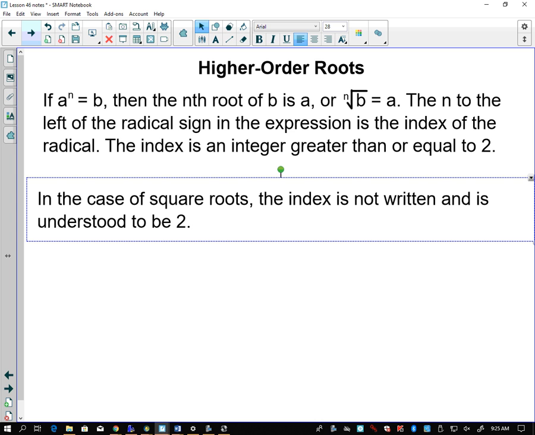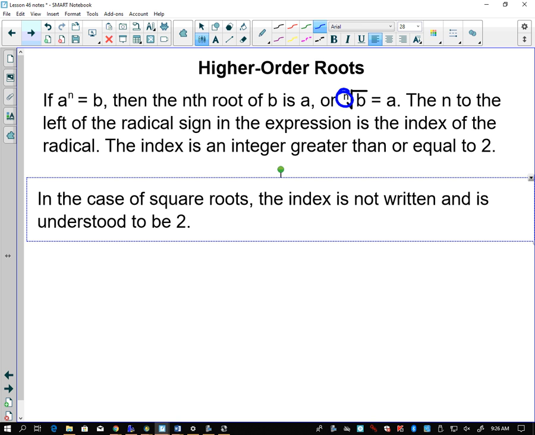All right, so higher order roots. If we have a to the n equals b, then what we're really saying is that the nth root of b equals a. The n to the left of the radical sign is the index of the radical. The index is an integer that is greater than or equal to 2. This right here is what we call the index, that number in front of our radical symbol.